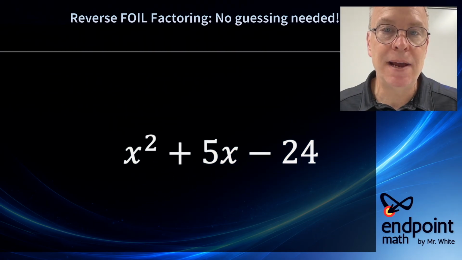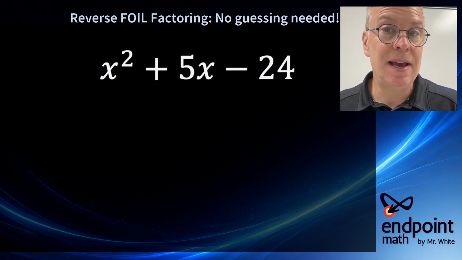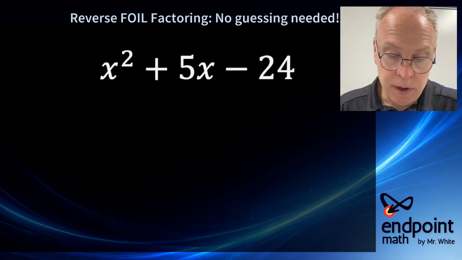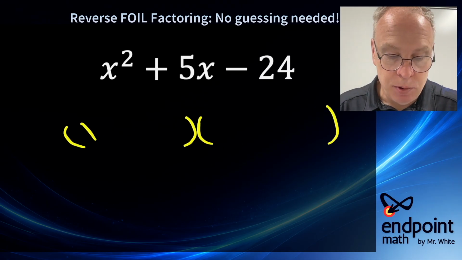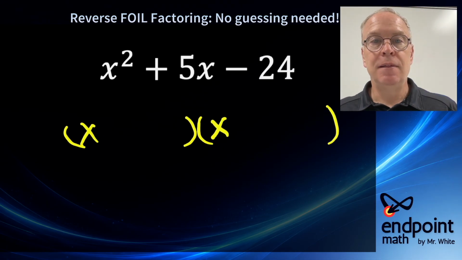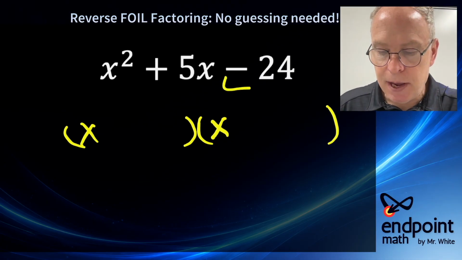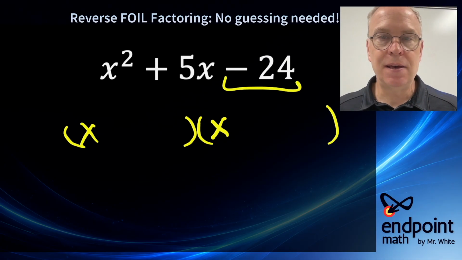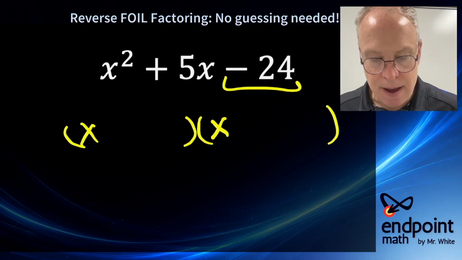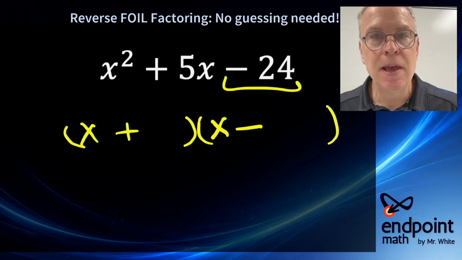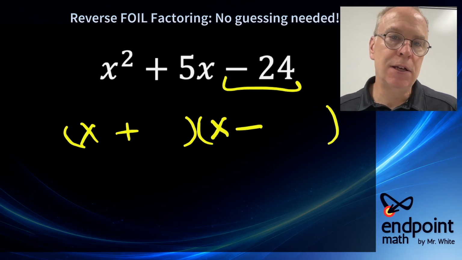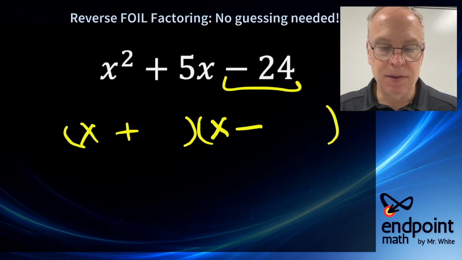Let's try one where the minus sign's at the end and see how this plays out. So again, put your parentheses there, put your x in there and there, and then let's get the signs in there. They have to multiply to be a negative. Now, how's that going to happen? There's only one way that's going to happen, and that's if you have a plus and a minus. So put your x plus and your x minus in there.